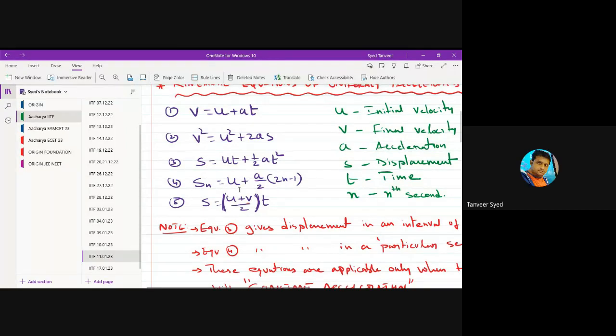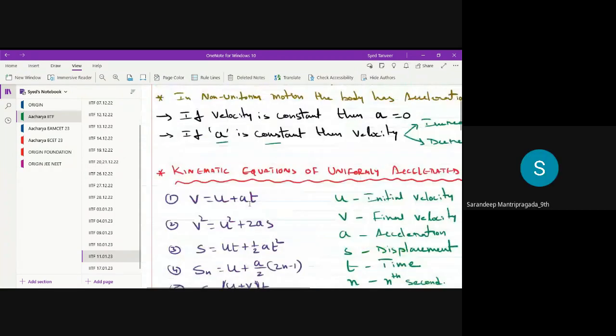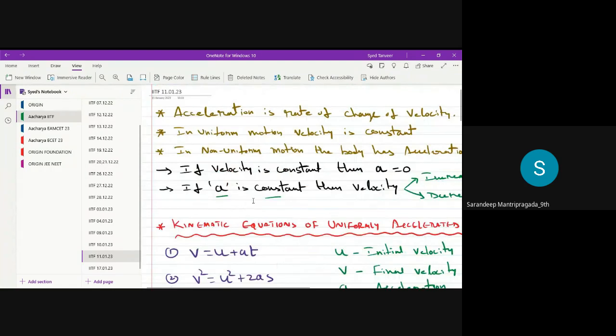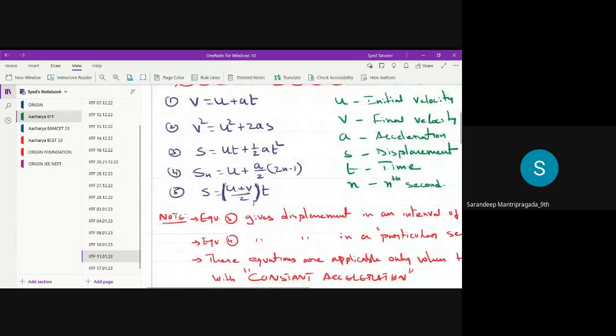Displacement is velocity into time if velocity remains constant. If velocity changes, then you take the average velocity, initial plus final by 2. Yes, sir. So we know that velocity equals displacement by time. So time goes to the other side, it becomes velocity into time equals displacement. Yes, yes.